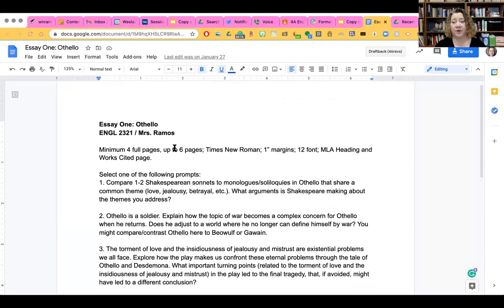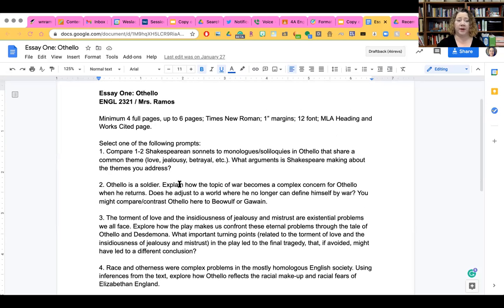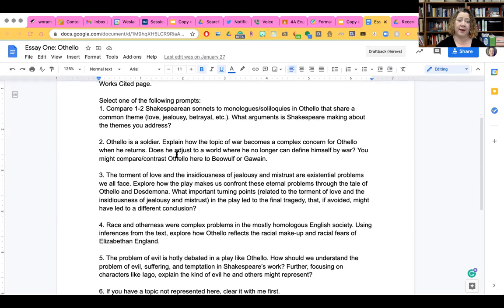There's no research involved in this paper, with the exception that you might need to inform yourself about something before you approach the paper. Option number 4 might require that of you, but that information doesn't go into the paper. It's just so that you have background knowledge so that you can write the paper, if that makes sense. This is all about your ideas about the play.